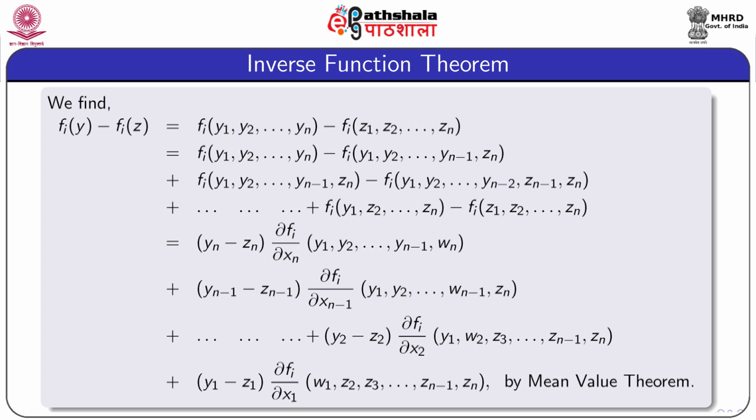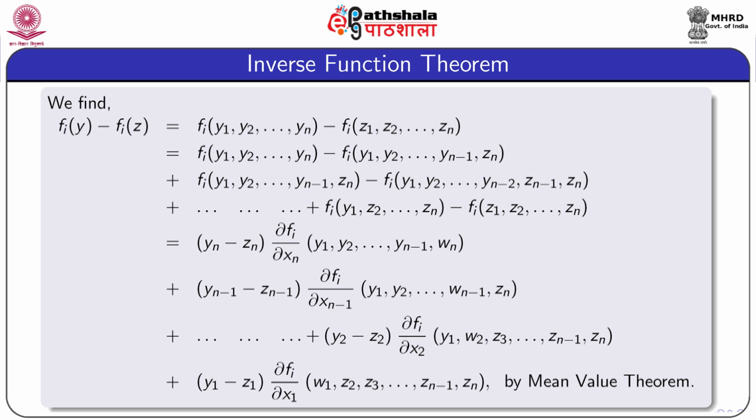We find fi(y) minus fi(z), that is fi(y1, y2, ..., yn) minus fi(z1, z2, ..., zn). We are writing this as follows. At first, we replace in the first quantity yn by zn.